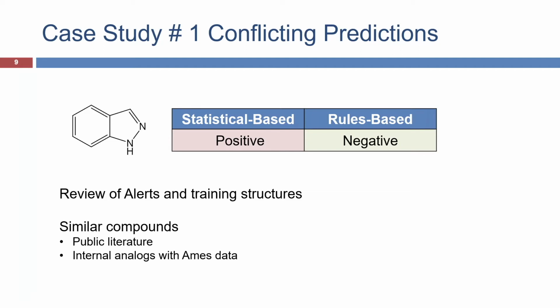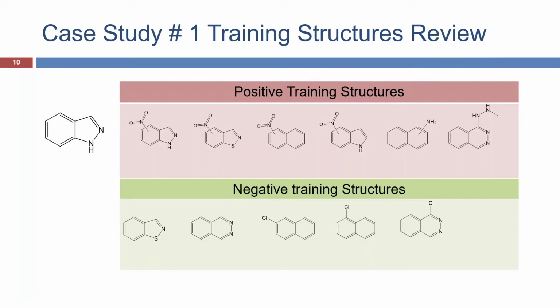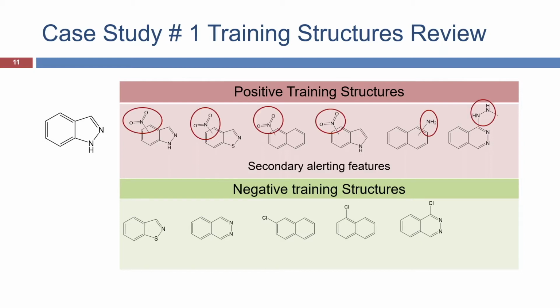At the same time, it's useful to look at similar compounds, either from the public literature or from other internal analogs, including the API. So in a review of the training structures for the statistical model, we look at the positive training structures and the negative training structures, and it's very quickly apparent that the positive training structures contain in general secondary alerting features. As you can see, there's nitrous, there's amines, there's hydrazines, which are probably driving that positive result.